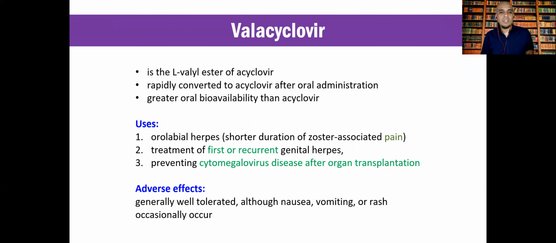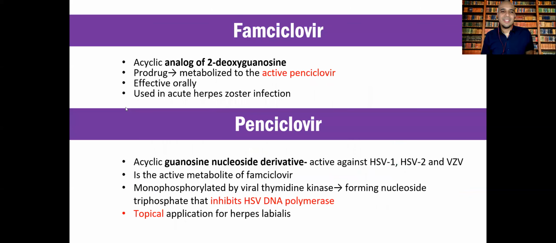Next is valaciclovir. Valaciclovir is an L-valine ester prodrug of aciclovir that is used for the treatment of herpes, varicella zoster, and cytomegaloviruses. Valaciclovir was developed to increase the oral absorption and plasma levels of aciclovir. Even though in general it is well tolerated, some patients may develop nausea, vomiting, or rash.